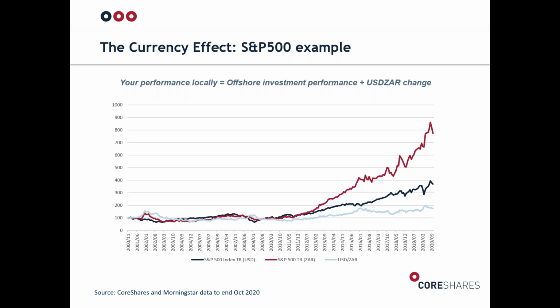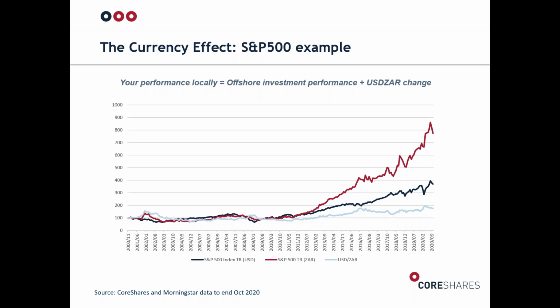And that brings me to another very important point that you need to understand if you're buying offshore exposure that's listed locally on the JSE in rands. Your performance is going to be made up of two things. It's both the performance of that actual offshore investment, as well as any change in the USD ZAR exchange rate, or ZAR versus hard currencies, or whatever the underlying currencies are.